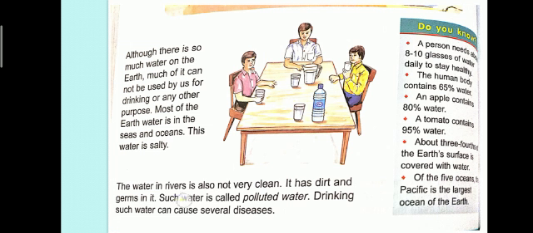The water in rivers is also not very clear. It has dirt and germs in it. Such water is called polluted water. So next time if anyone asks you what polluted water is, you know that water which contains dirt and germs in it is polluted water.